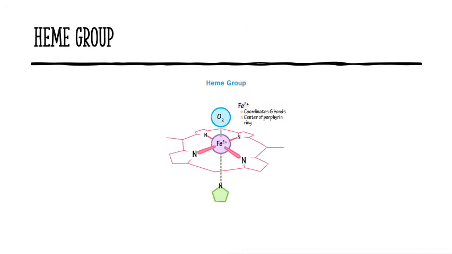So you can kind of see the heme group here. This image gives a better explanation or visual to what we talked about in the last slide. We can see the Fe there in the middle, the oxygen bound to it, the center of the porphyrin ring as well.